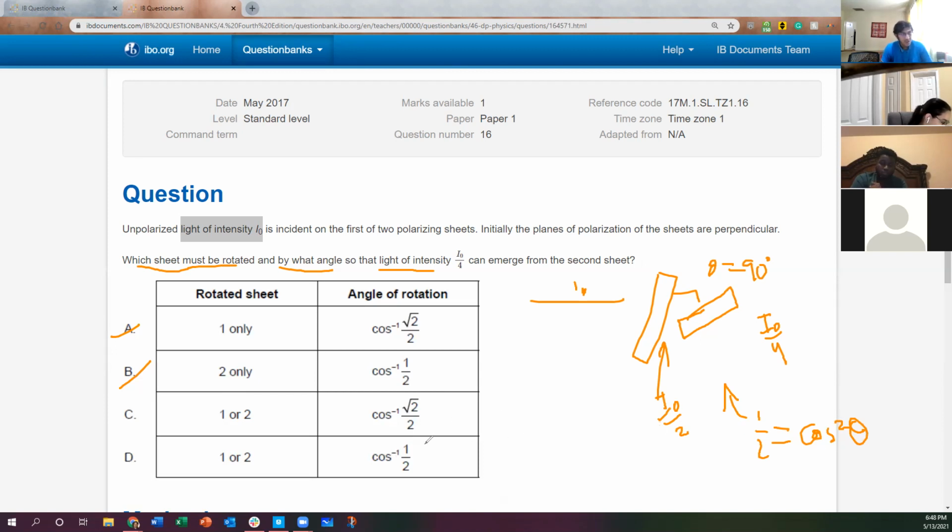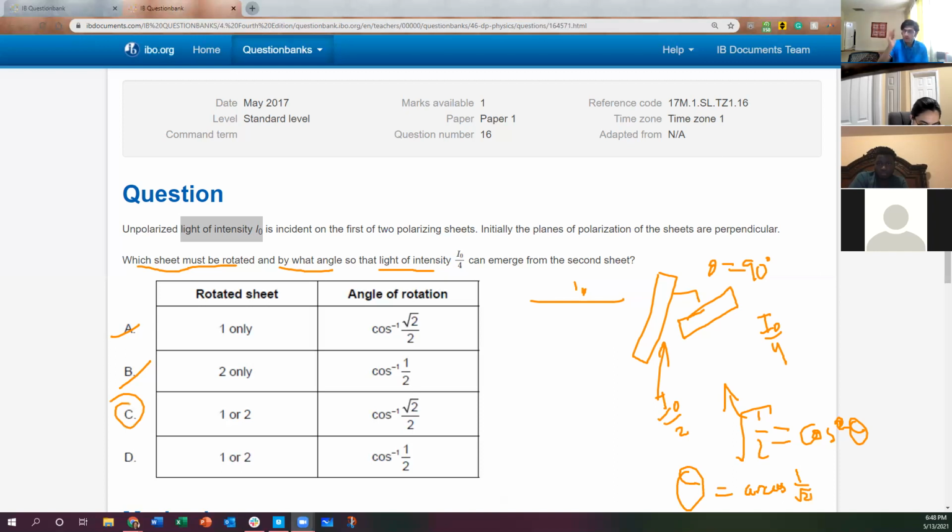The problem is you might think if you forgot Malus's law and you just wrote cos theta, you would have probably selected D because then you would have said theta is arc cos 1/2. But because it's cos squared theta, first you need to get rid of that by taking the square root, and then you take arc cos to get rid of the cos. That means theta equals arc cos of 1 over root 2, and 1 over root 2 is the same as root 2 over 2. So I would go with C. Is that the right answer? Yep, C is the right answer.